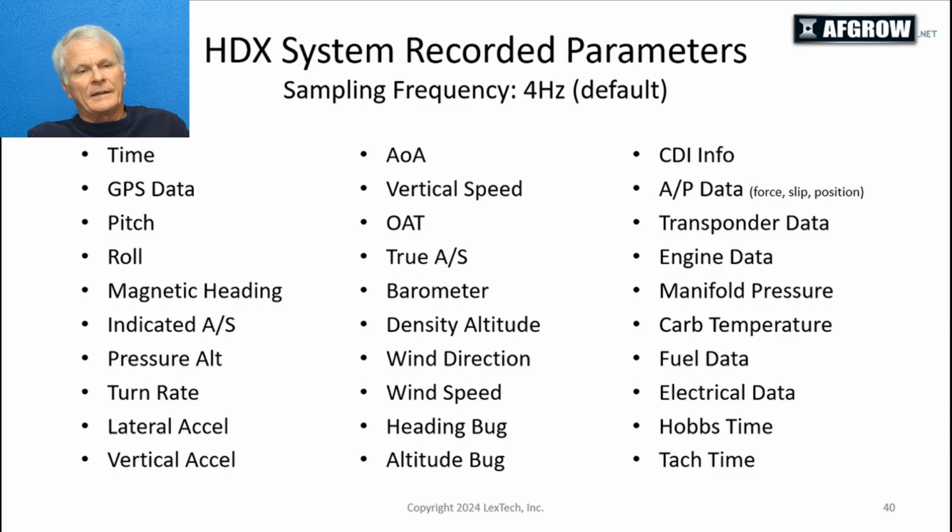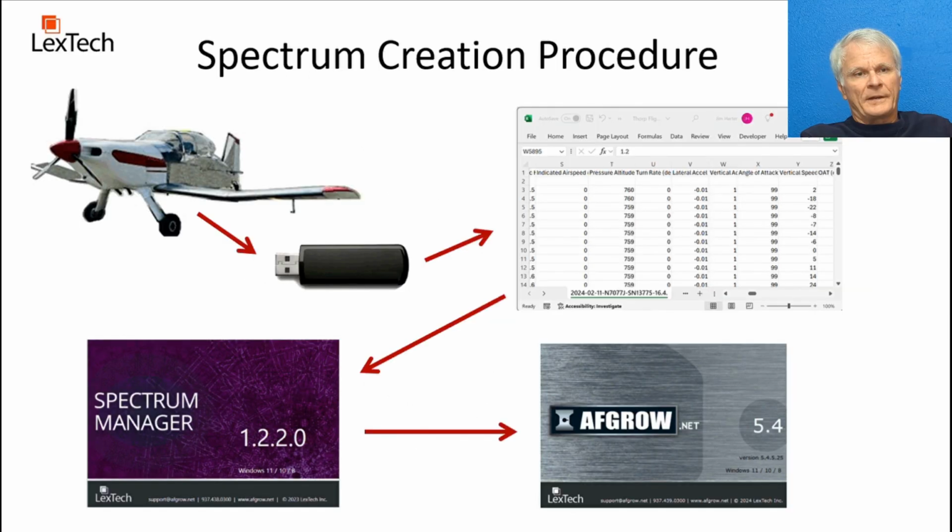You can see here we have everything from time to magnetic heading, airspeed, turn rate, pressure altitude, angle of attack, vertical speed, your vertical and horizontal Gs, your autopilot information, transponder, engine data, everything you could ask for, your Hobbs time, your takt time. So everything's recorded inside the system, and you can select the recording rate. The default is 4 samples per second.